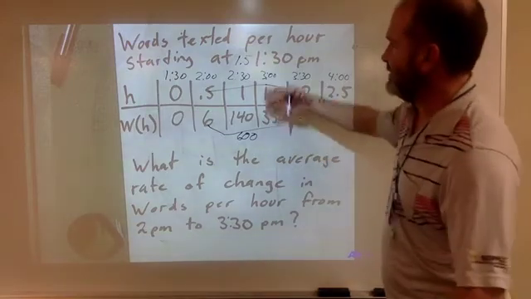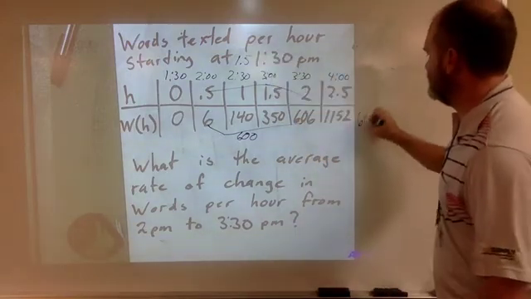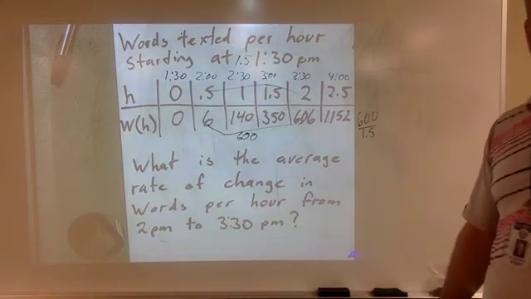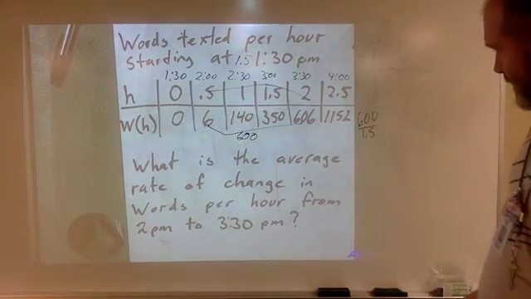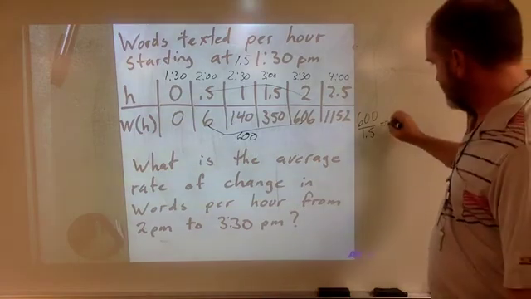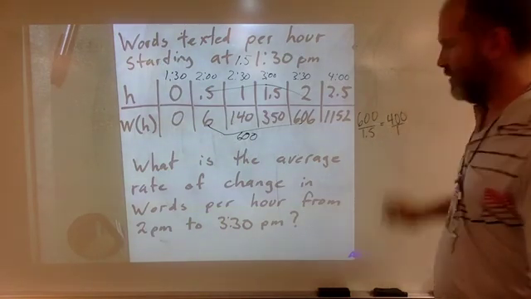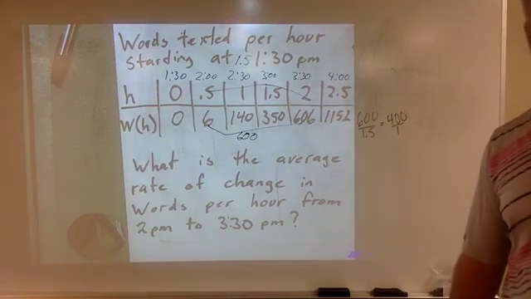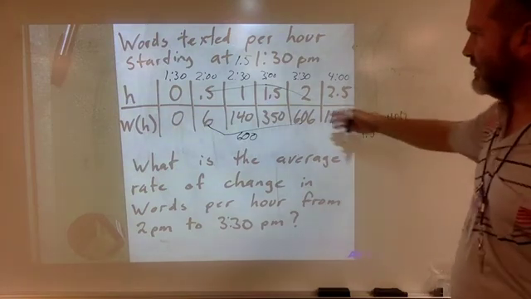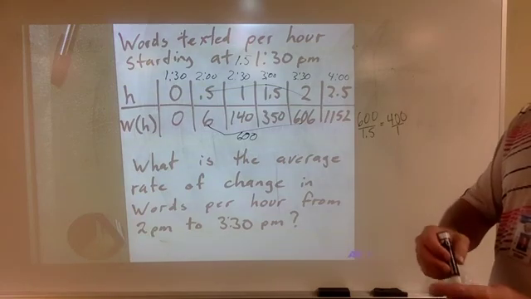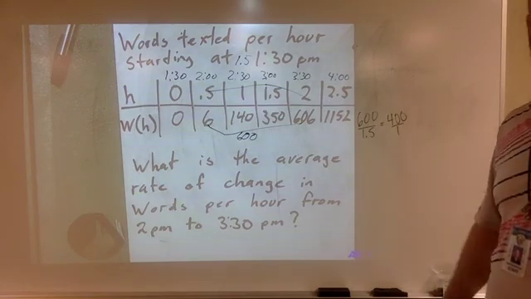So 600 over 1.5, and that does reduce, and it reduces, I think, into 400 over 1. Yes, it does. So that means you're averaging, during that hour and a half, 400 words an hour. So try not to burn up your fingers.